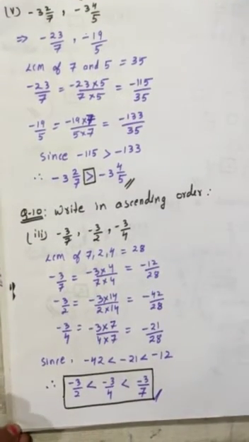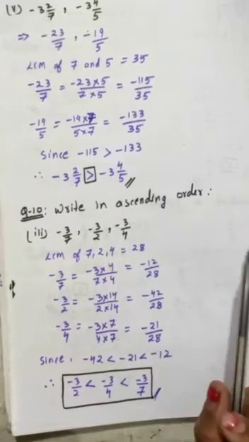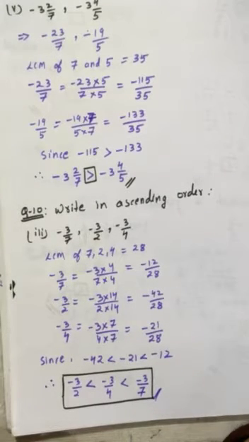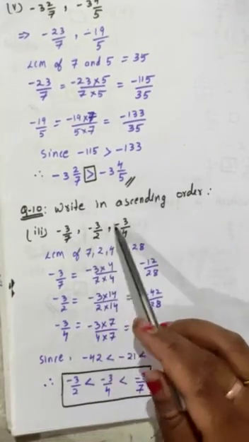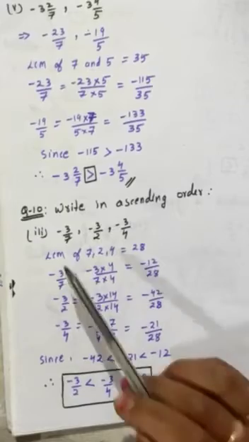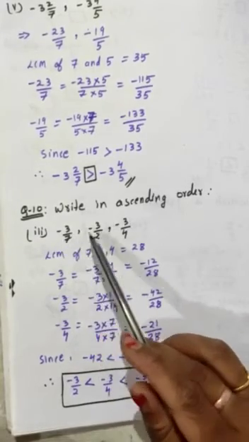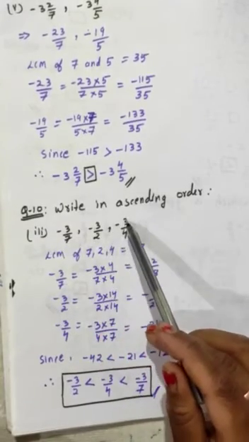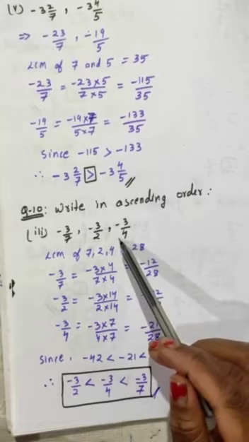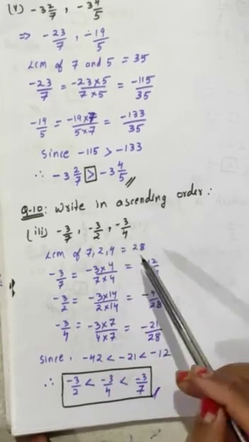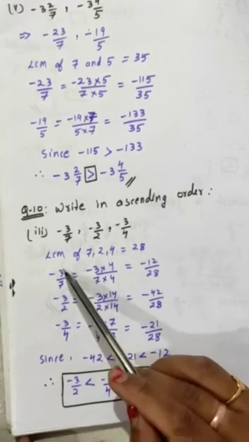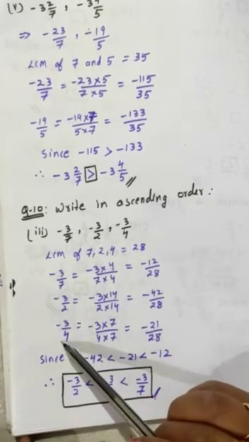And the last question of the exercise, which is write in ascending order. So basically all the questions which we have done today are the comparison questions. यहाँ पे भी आपको वही करना है. Instead of 2, now you have to compare 3 numbers. So minus 3 by 7, minus 3 by 2 and minus 3 by 4. Okay, so you have to take the LCM of 7, 2 and 4 which is 28. And then compare all the 3 fractions.